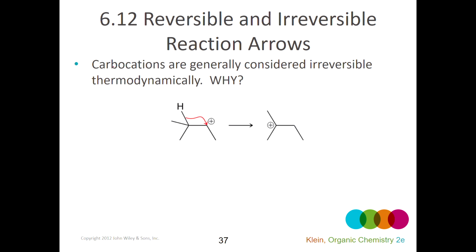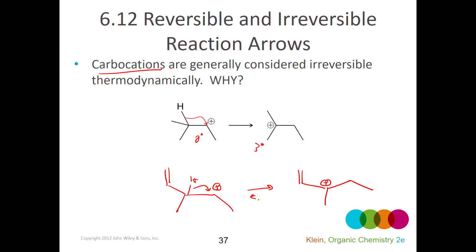We don't usually think of carbocations as reversible, and that's because once the carbocation rearrangement occurs and I go from secondary to tertiary, or from not stabilized by resonance to maybe one that's stabilized by resonance. So if I had this situation here, this proton could shift over to give me a resonance stabilized carbocation. We don't really think of those as reversible.